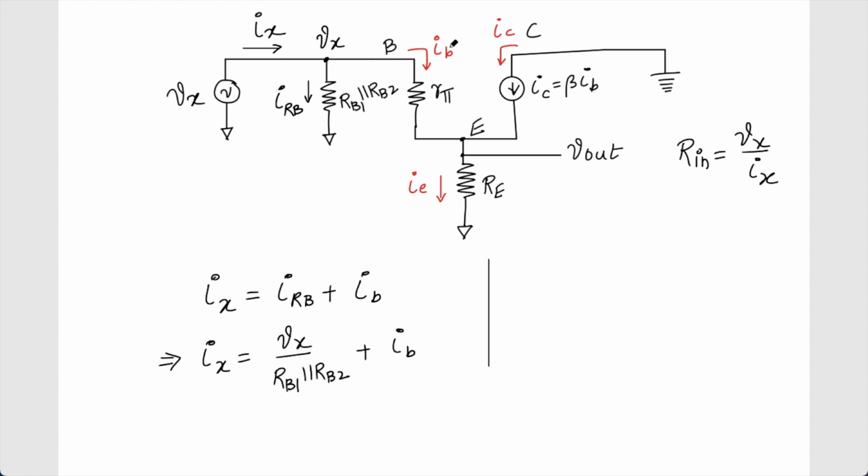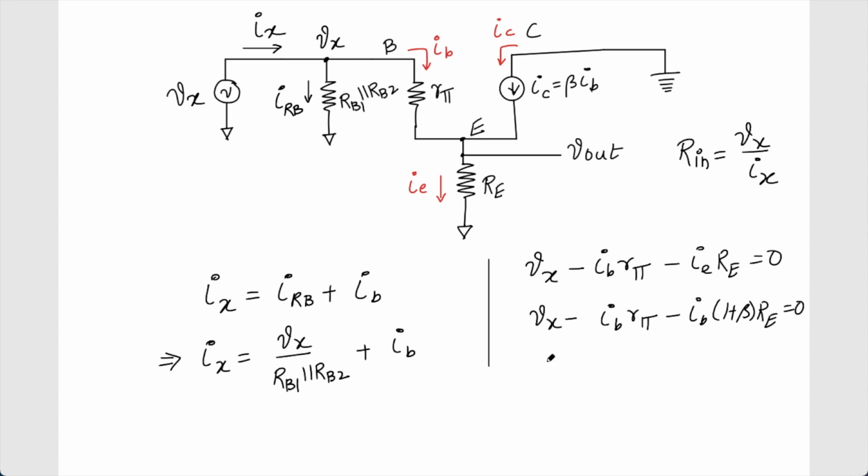To estimate this IB, I need to use the KVL here. So if I use the KVL, then Vx minus IB into R pi, the same as we did for the gain calculation, minus IE into RE is equal to 0. Again I'll be substituting IE as IB into 1 plus beta. So Vx minus IB R pi minus IB into 1 plus beta into RE is equal to 0, which implies, if I take IB common and do some simple mathematical manipulation, I get IB as Vx divided by R pi plus 1 plus beta into RE. Let's call it equation number 1.